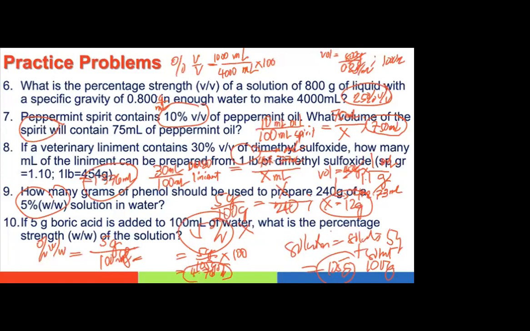Because solution is equal to solute plus solvent, and water is just 100 grams. I mean, that's just our solvent. Eh, paano naman yung amount ng solute? Ayun, 5 grams. Kaya ang total weight of the solution is 105 grams. Kaya ang gagamitin mo dito na denominator, 105 grams. And then multiply that by 100, you will get 4.76%. Nakuha ba? Okay, very good.